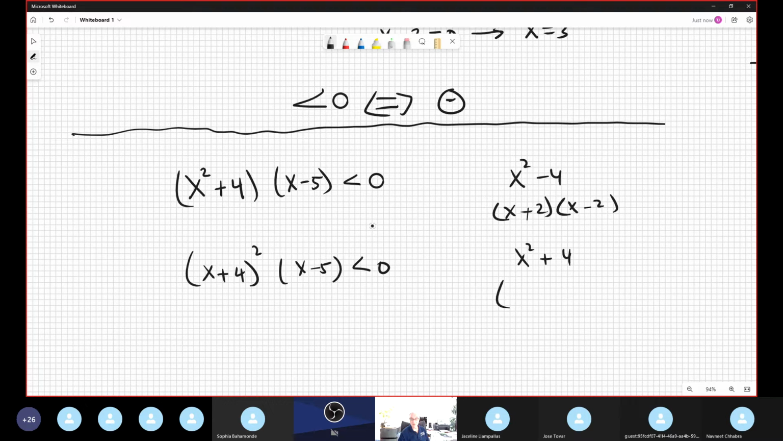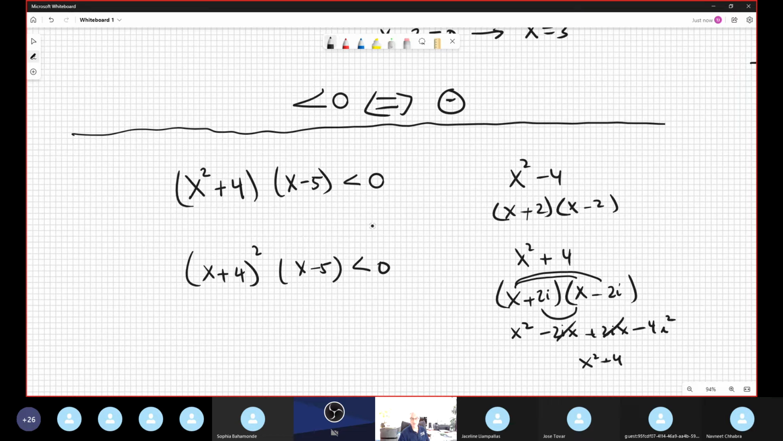Okay, let me finish. Emily, you are doing the factorization in the complex field. You have 2i and negative 2i, because the solution is plus or minus 2i. If you foil this, x squared minus 2ix plus 2ix minus 4i squared, this cancels, it's obvious, and i squared is negative 1, negative 1 times negative 4 is positive. So this is the factorization. But no, I don't want to complicate things with the imaginary number.